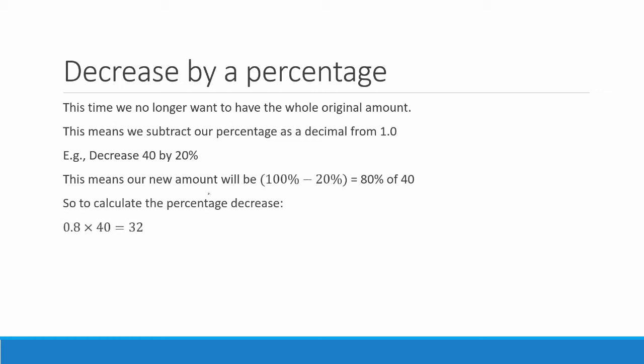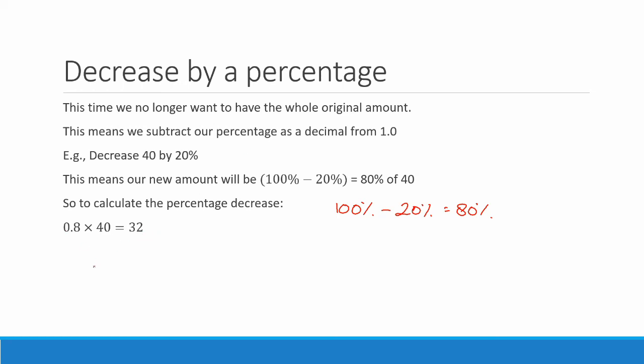So let me just go through it again one more time. I want to have my original 100%. I want to decrease it by 20%, which means I'm left with 80%. And so this 80% is what I'm going to use to find out what is 40 decreased by 20%, because whatever that is going to be is 80% of 40, and that is 32.